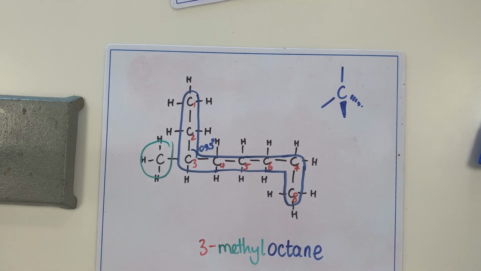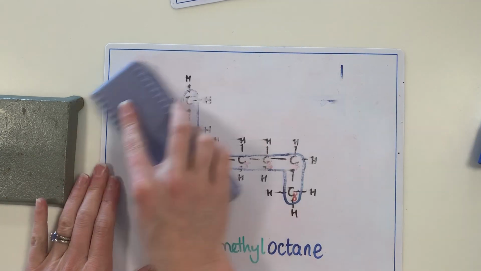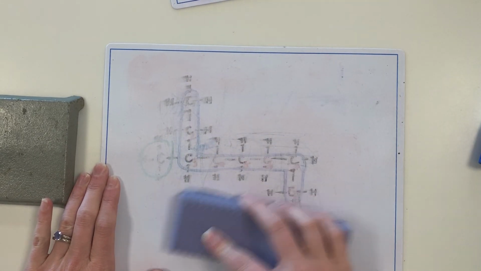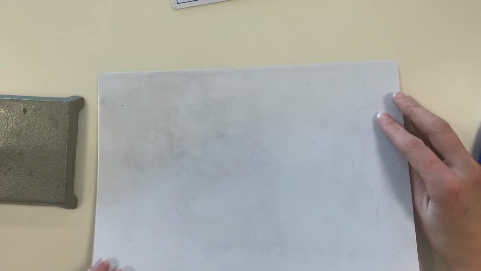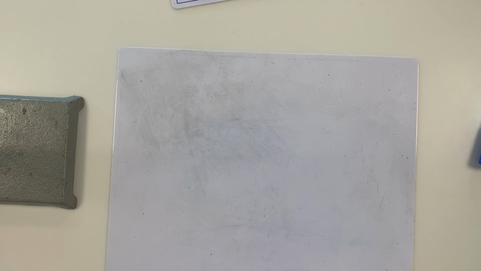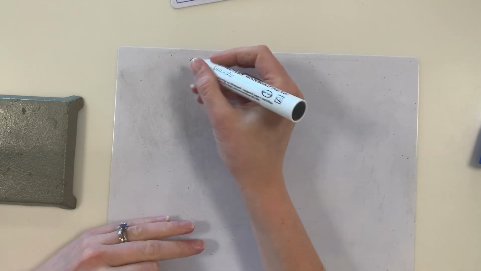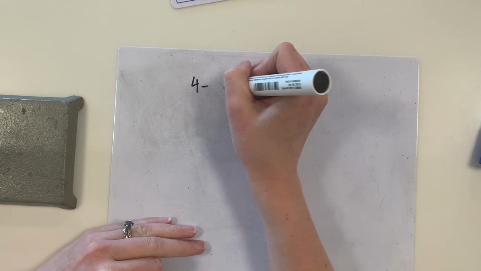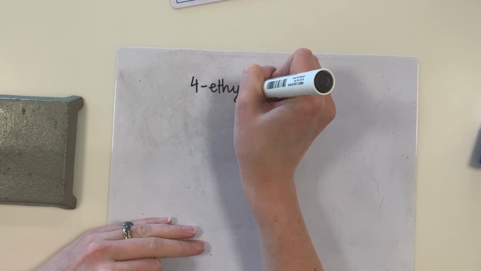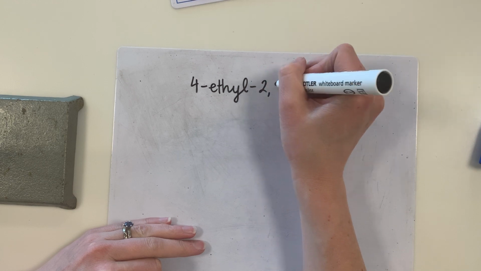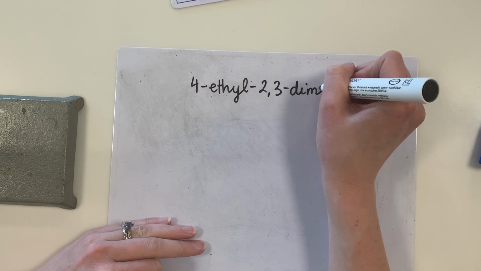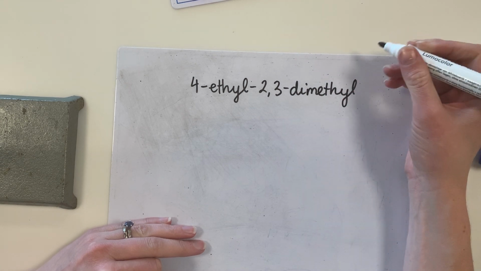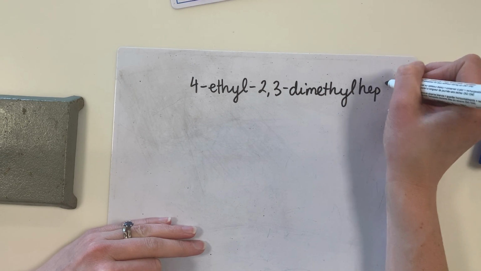All right, what about if we are given, oh, these whiteboards are not great. Sorry, maybe I'll just flip it for now. What if we were given the name of one and we have to draw it? Let's say, how about 4-ethyl-2,3-dimethyl, let's go heptane again for that one.